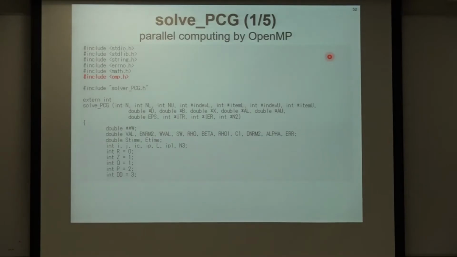Okay, so this is a very brief overview of the OpenMP version. If you go to the SRC20 directory on the supercomputer, you can find this program. If you go to the function solve PCG, you can get this one. Okay, so we start from the declaration part. You have to include omp.h, which I showed yesterday. The beginning part is very similar, or actually identical, to the original one.